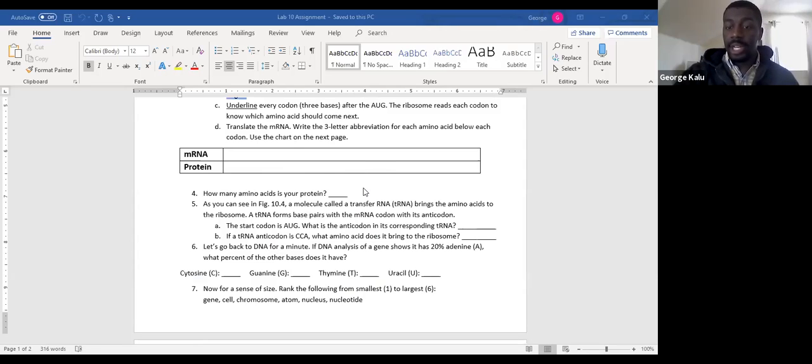And again, you're going to start translating at AUG. Yes, absolutely. You're going to start translating at AUG, because that is the start codon.